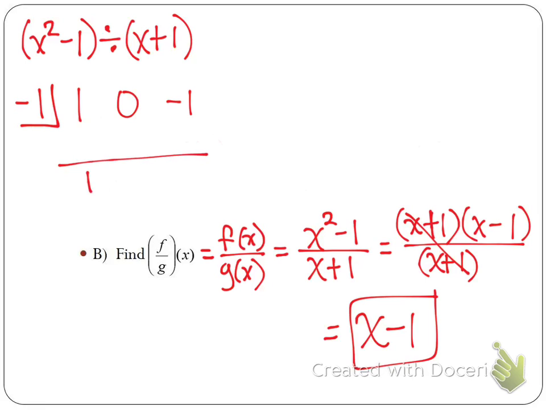We drop the first one. We multiply 1 times negative 1 and we get negative 1. We add down that column. We get negative 1. We multiply. And we add again. 0. Okay, we got a remainder of 0. We go back and plug in our variable. So we start 1 degree less than the original. So instead of x squared, we start with x and then a minus 1. So either way, we get the same answer. 2 different ways to do that problem.